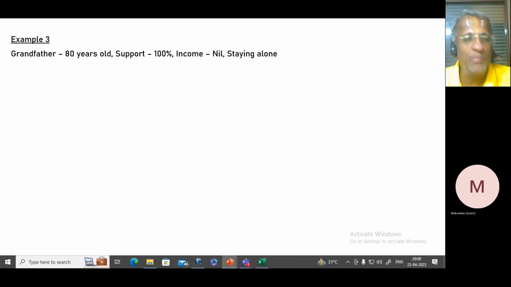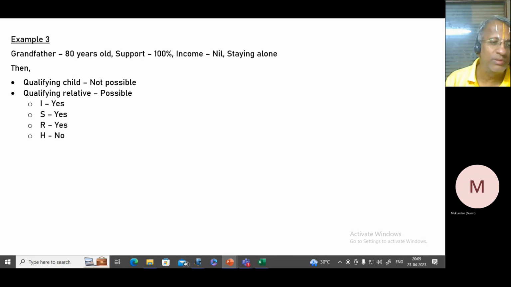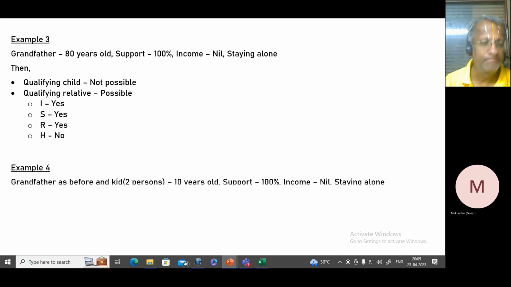Next, example 3. Grandfather, 80 years, support 100%, income nil, staying alone. As far as parents are concerned, we expect them to stay elsewhere; the condition that they should stay with a taxpayer you don't have. So let us take qualifying child: not possible. Qualifying relative: yes. What is that? Income, yes, no income. Support, he is making. Relative, yes. And H, no. They are staying alone, but yet they will be taken up as qualifying relative.